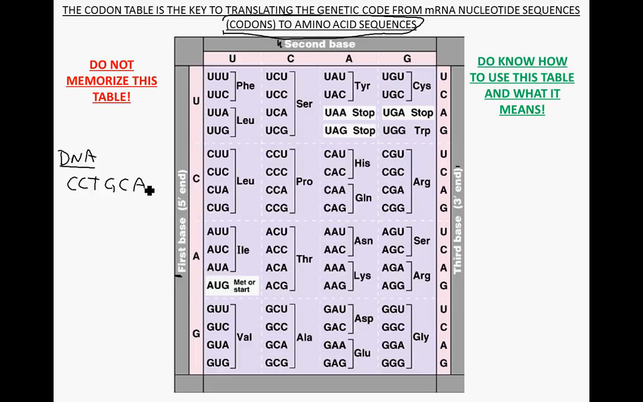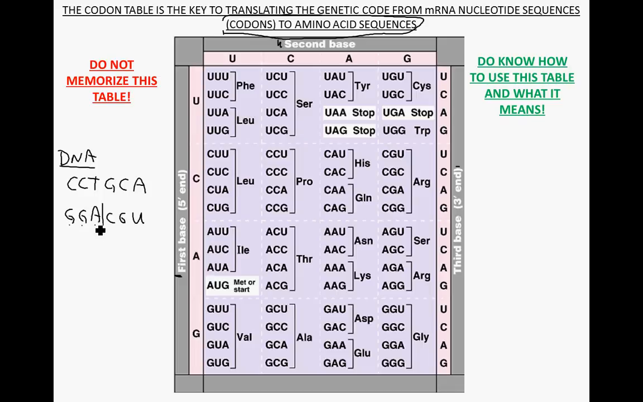GCA, so these are the triplets. What are the RNA codons that correspond to this? Well, this C would be a G, this C would be a G, this T would be an A, this G would be a C, this C would be a G, and this A wouldn't be T but would be U. So these are my two codons.